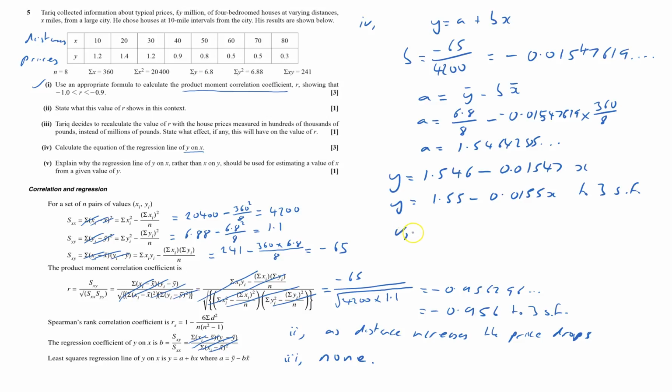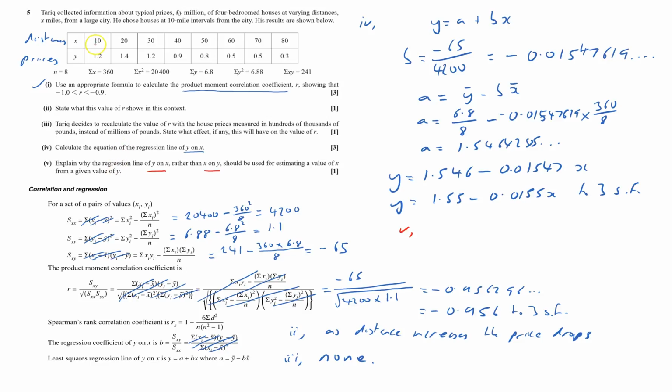On the last part, 5, I'm showing the last part in a different colour, not because it's more important, but it's there. Explain why the regression line of y on x rather than x on y should be used for estimating a value of x from a given value of y. Well, that's unusual because normally if you were working out a value for x given y, you'd use a regression line of x on y.